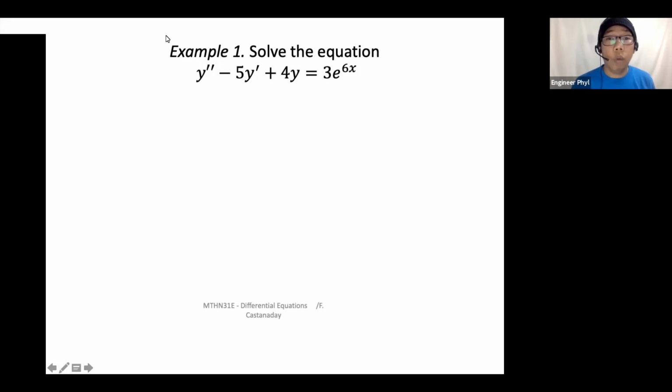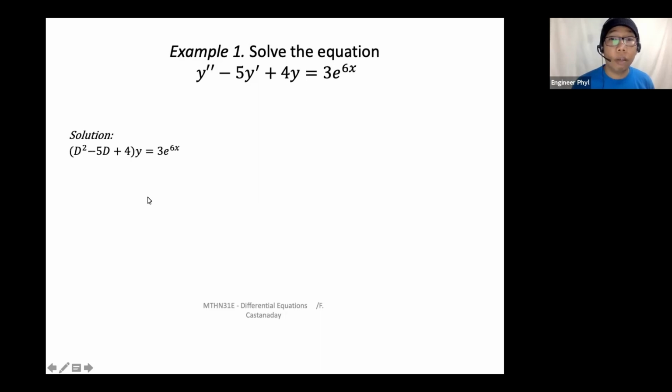Solve the equation y double prime minus 5y prime plus 4y equals 3e raised to 6x. So this equation is a non-homogeneous equation since you have a function of x at the right-hand side of the equation. Now, how to solve this equation? So first, we need to form y sub c, or the complementary solution. So we can get that complementary solution by dealing with the left-hand side of the equation.